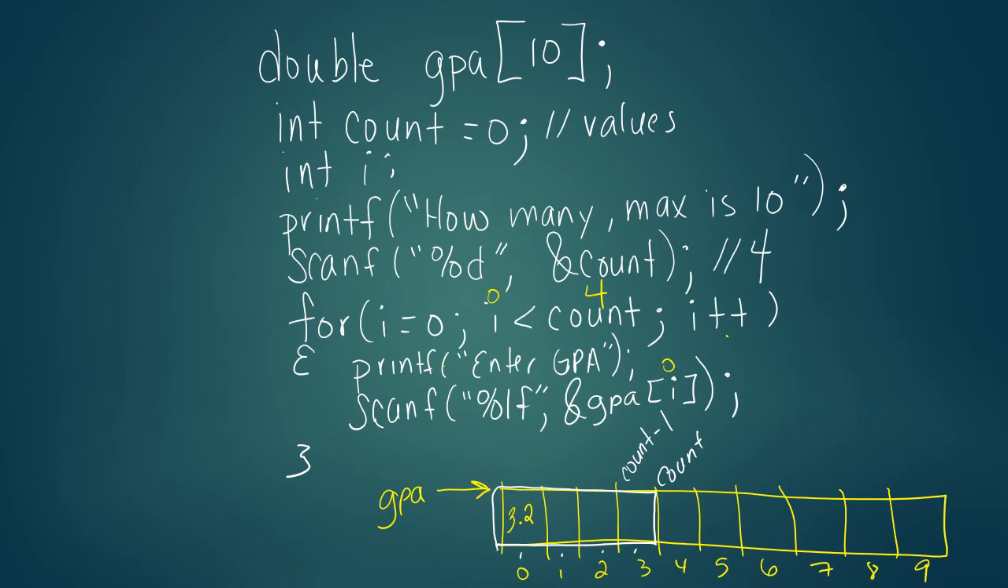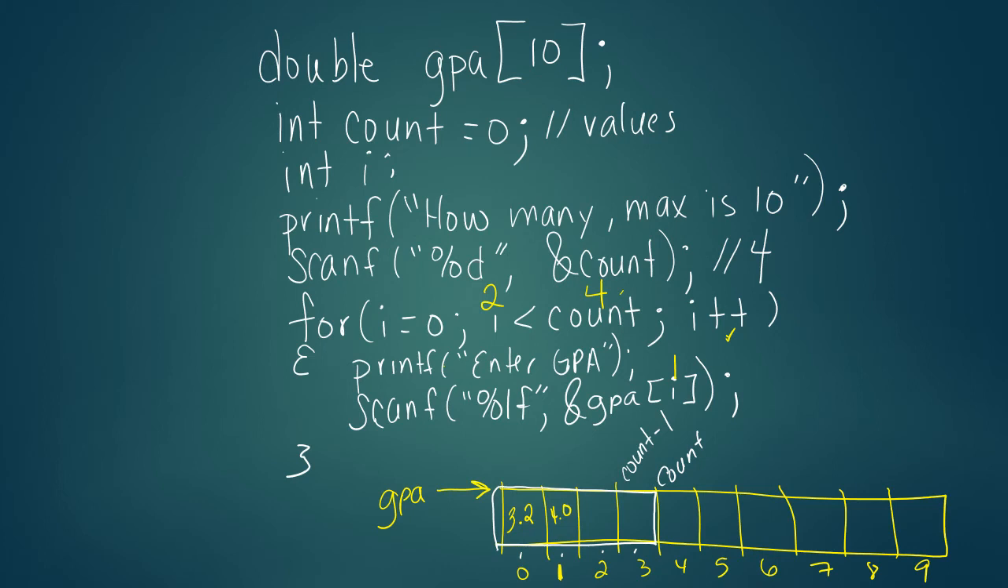That's going to change the I from a 0 to a 1. You check, is 1 less than 4? Yes, it is. So we're going to scan in to GPA at index 1, which is right here. And they're going to enter a 4.0. Then it's going to go I++. Going to change the I to a 2. See why I picked a small number?